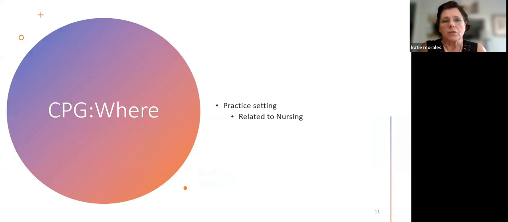When we think about where for clinical practice guidelines, we want this to be a practice setting. And for us, we want it to be related to nursing. So sometimes students are interested in a topic, but it's very hard to relate it back to nursing. And since nursing is a practice profession, we do want to make sure we stay within our scope of practice and within our setting, and that we represent our profession.